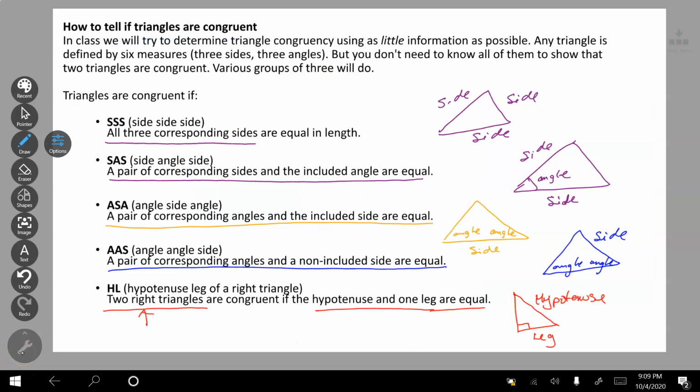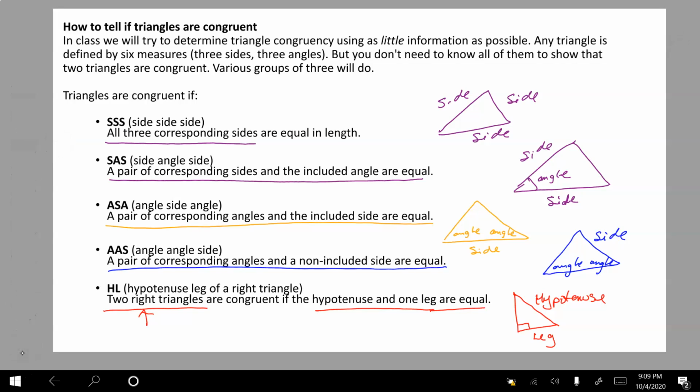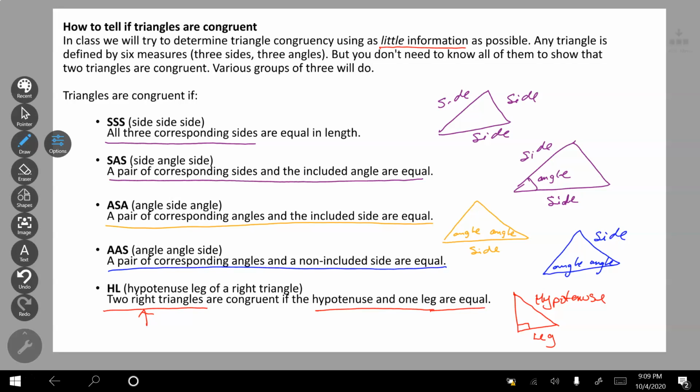So we're going to talk about how we can tell that two triangles are congruent without knowing that all 6 parts of them are congruent. A triangle has 6 parts, 3 angles and 3 sides. So how little information do we need to know as possible to figure this out? So here are going to be different possibilities. Here are groups of 3 that will do.